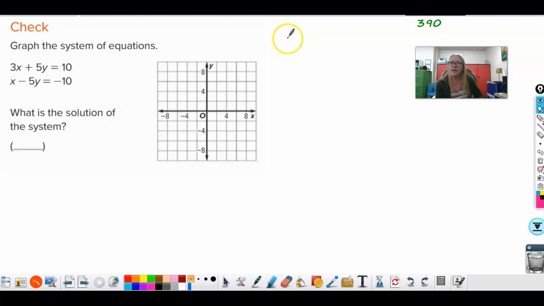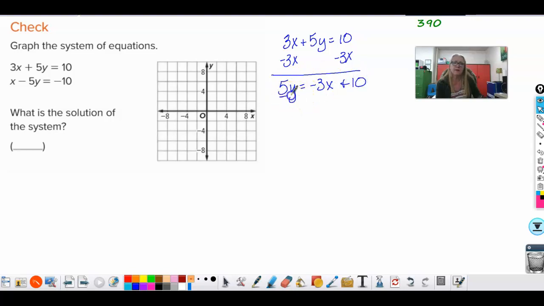All right, so 3x plus 5y equals 10. I want y by itself, so I subtract 3x from both sides. That gives me 5y equals negative 3x plus 10. Divide everything by 5. And this equation is y equals negative 3/5 x plus 2.